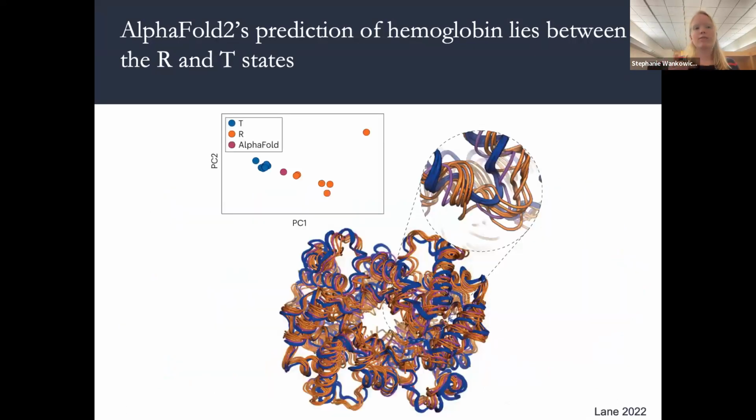But if we look at the AlphaFold 2 predictions of hemoglobin, it's sitting right in between these two states. So we have structures of both the T state and the R state. When we look at this AlphaFold 2, when we look at both the PCA of it, but also when we look at the structures of it, it's just sitting in between. And so it's not really giving us information about these multiple different conformational states.